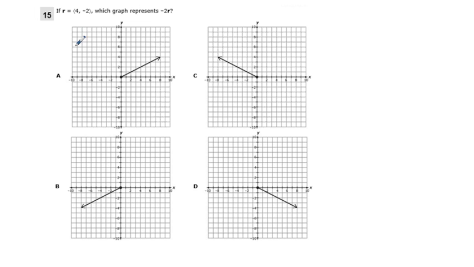Next, if r equals 4 comma negative 2, which graph represents negative 2r? Well, what we can do is we can say negative 2r is equal to, we're going to take negative 2 times this vector 4 comma negative 2.